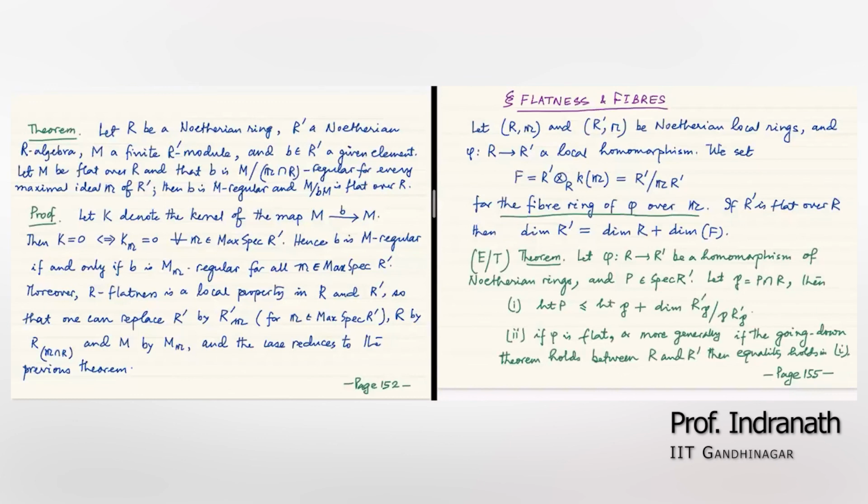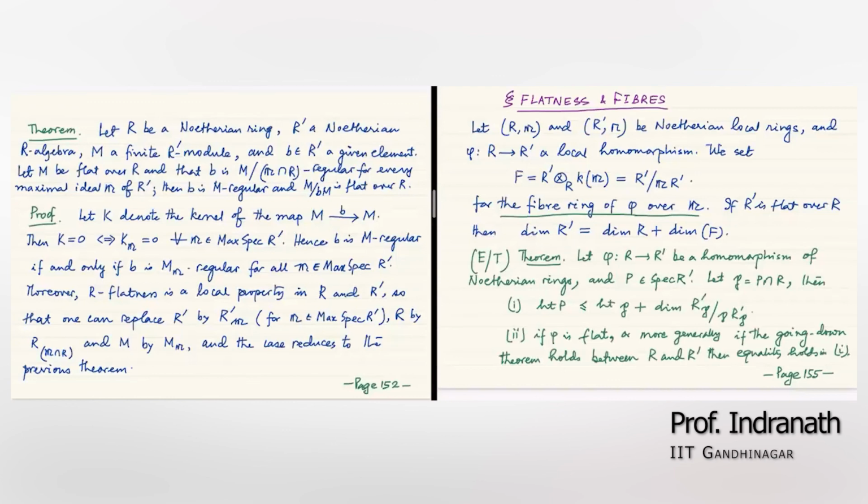Now let me quickly bring in fibers, but I will not be able to go a long distance because I need regular local rings. But let me at least go up to that point and then stop. So you have Noetherian local rings and a local homomorphism. Now this is the formal definition of fiber. You take this R' and tensor it with R mod M. Okay, so this is what is called the fiber ring.